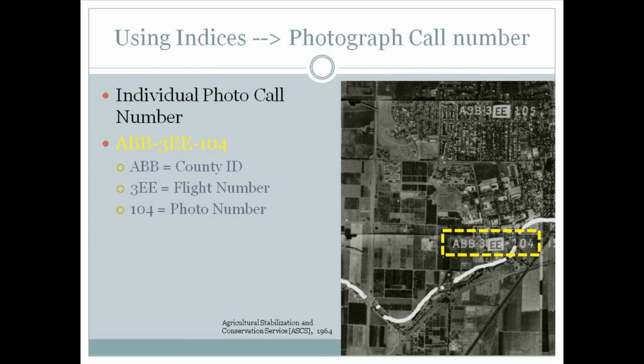After we have the right sheet for the county, we can now take a closer look and find the appropriate photo or photos for our needs. Looking closely at the 1964 Yolo County photo mosaic, we can see individual photographs' call number for the area we are researching. This call number may seem like a jumble of letters and numbers, however they have a purpose. ABB identifies the photo to be in Yolo County. 3EE indicates the flight number, and 104 indicates the photograph number.